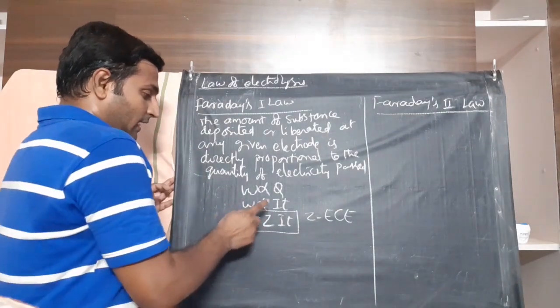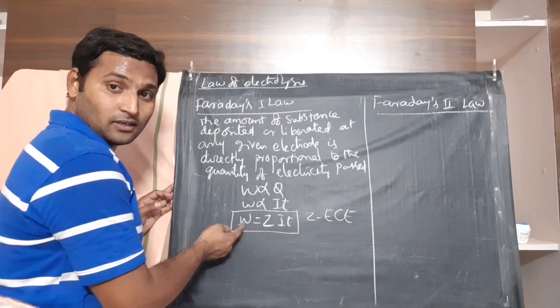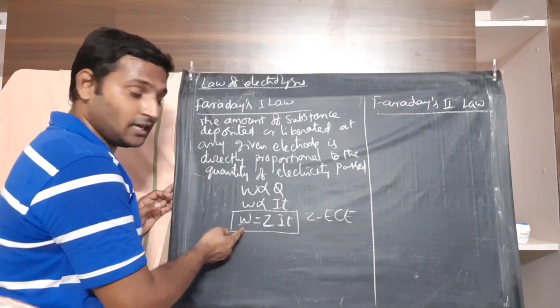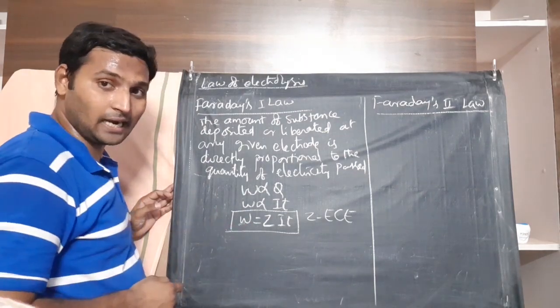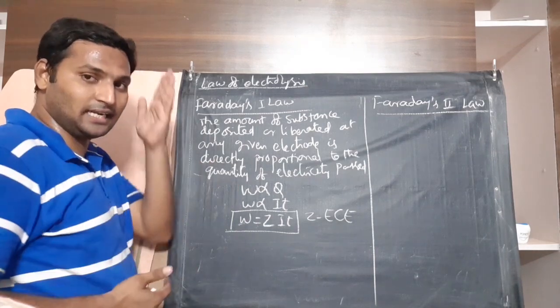Now, if current and time are given and I have to find out how much of substance will be deposited or liberated, I have one more parameter needed, right? Z. How do we get the value of Z? And how do we define Z? Let us understand that.